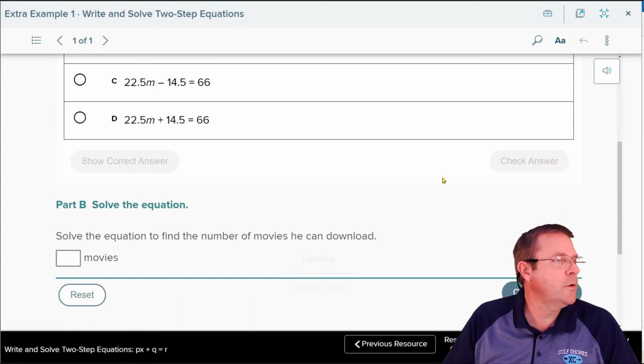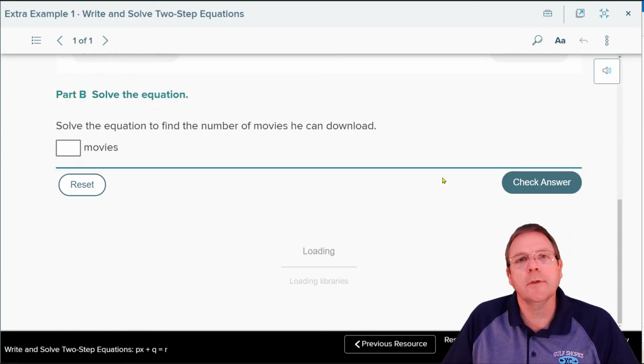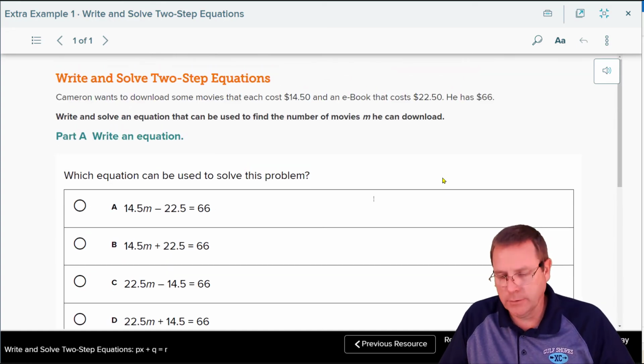Actually, they don't even want you to solve it. Yeah, they do. Right down there, they want you to solve it. Create your equation and then solve it.